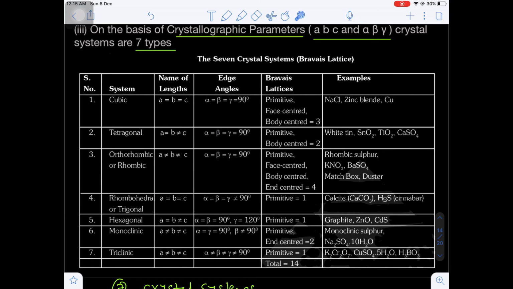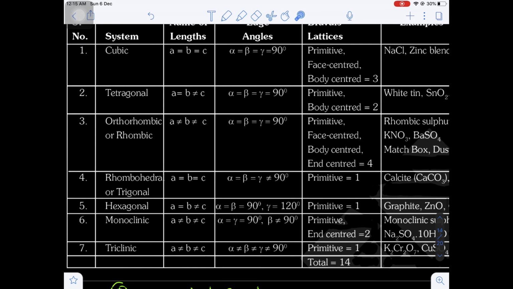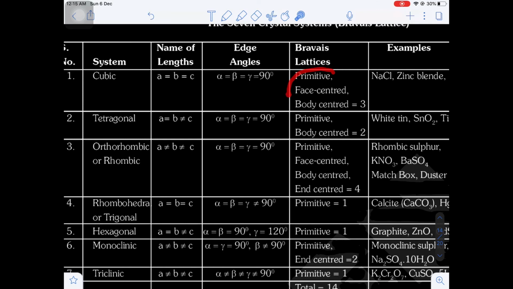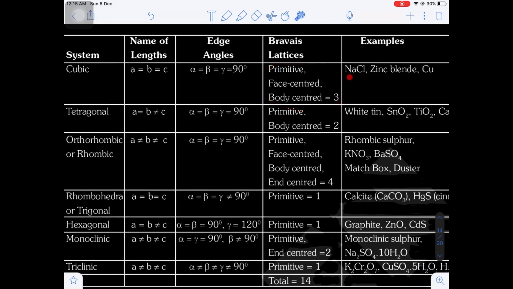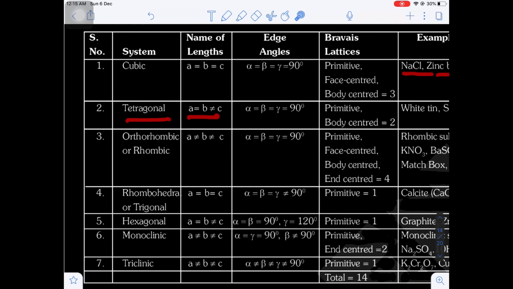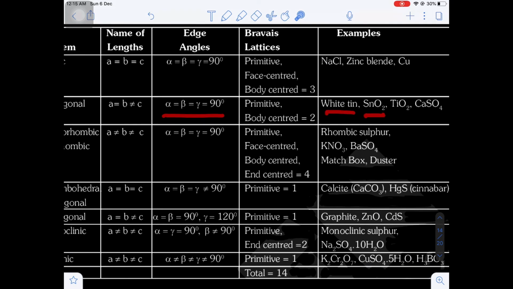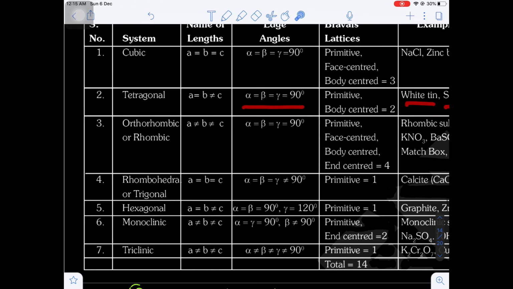This is the diagram I have given here. Number 1, cubic system: a equal to b equal to c, alpha, beta, gamma 90. Now, what are the Bravais lattices? I will tell you. Examples here are sodium chloride, zinc blende, copper. Tetragonal: a equal to b but not equal to c, alpha, beta, gamma still 90. Examples are white tin, SnO2, TiO2, CaSO4. Orthorhombic, simply rhombic: a not equal to b not equal to c, but still alpha, beta, gamma 90. The orthorhombic system is known as a matchbox system.